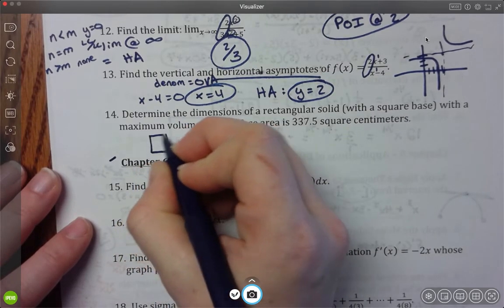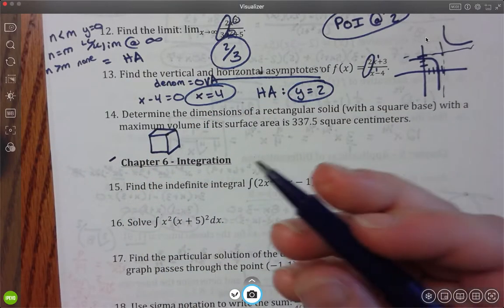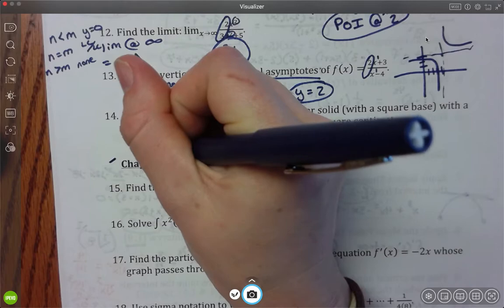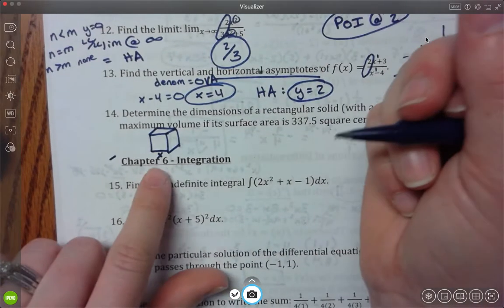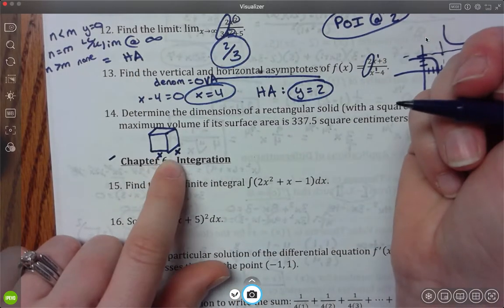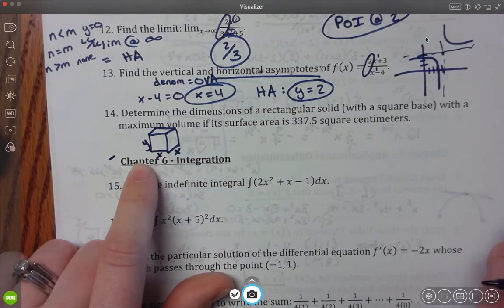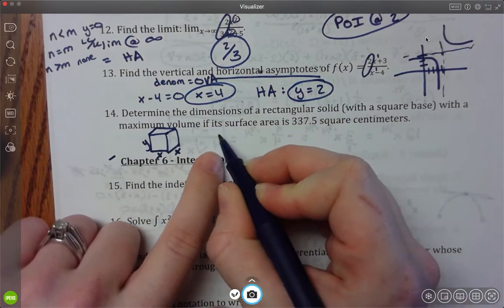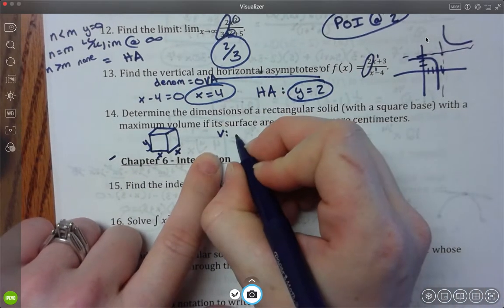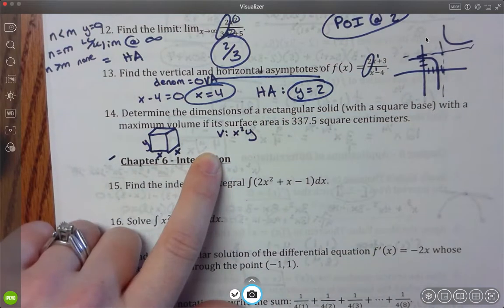Here's my rectangular solid. There's what it looks like. Since it has a square base, I'm going to call this dimension right here x. Since it's a square base, both of those dimensions are going to be x. And then I'm going to call this one y. So if I'm trying to find the volume, it would be x times x times y, or x squared times y.